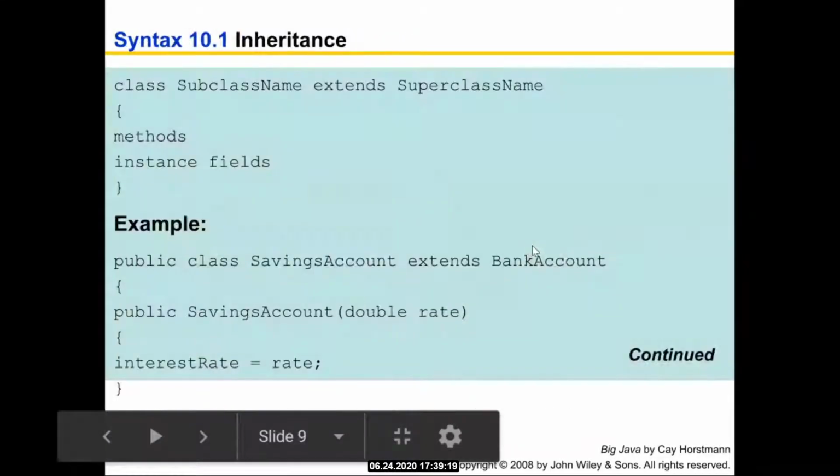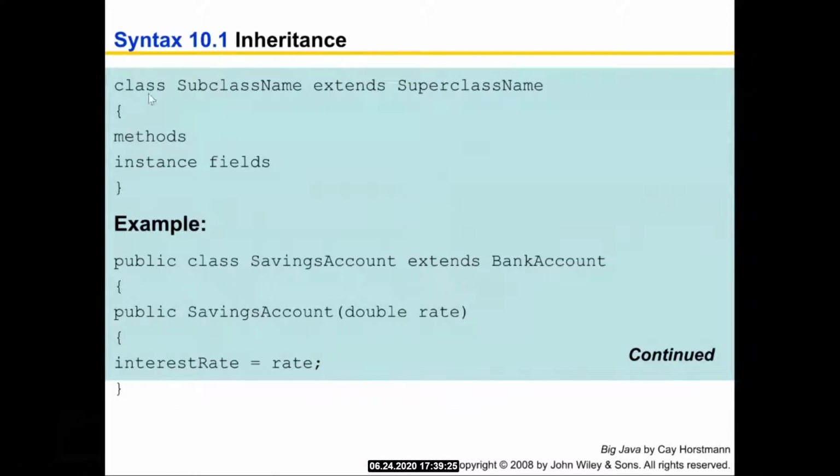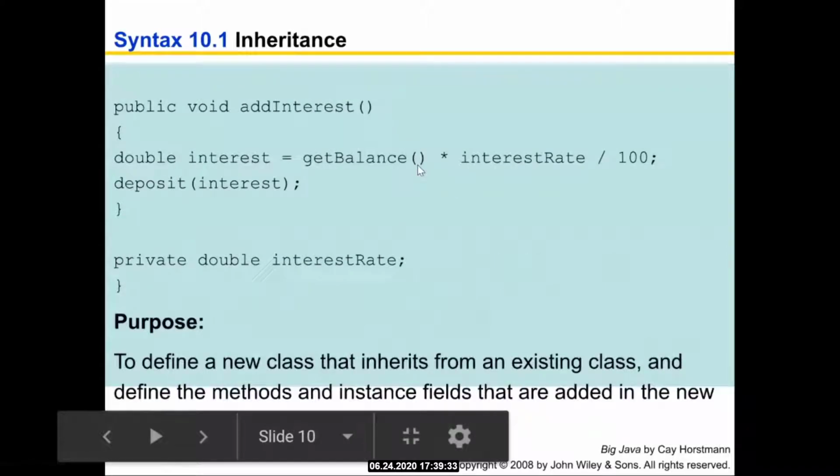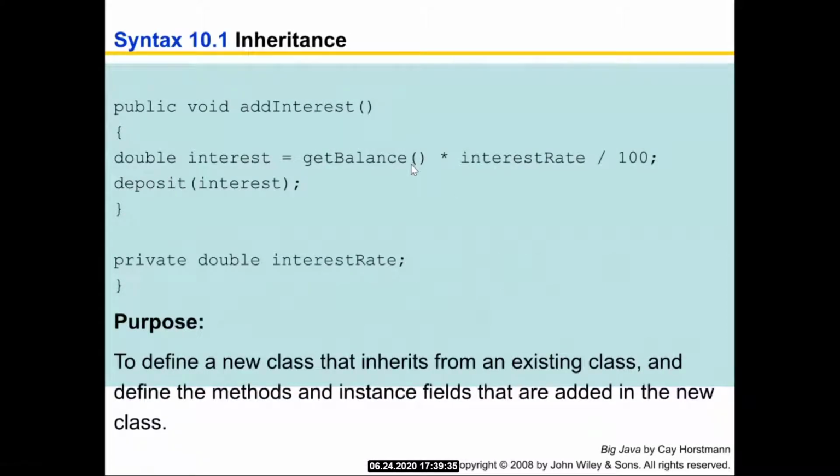So we can just skip ahead here. Class SubclassName extends SuperclassName. So in this case, we have SavingsAccount extends BankAccount. Savings account extends bank account. And then we can also add new methods into our subclasses, or we can reuse the methods that were defined if they were public or protected in our parent class.